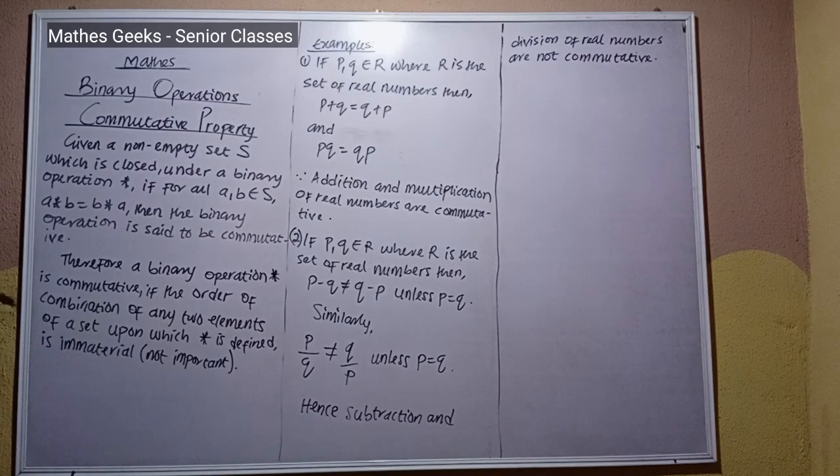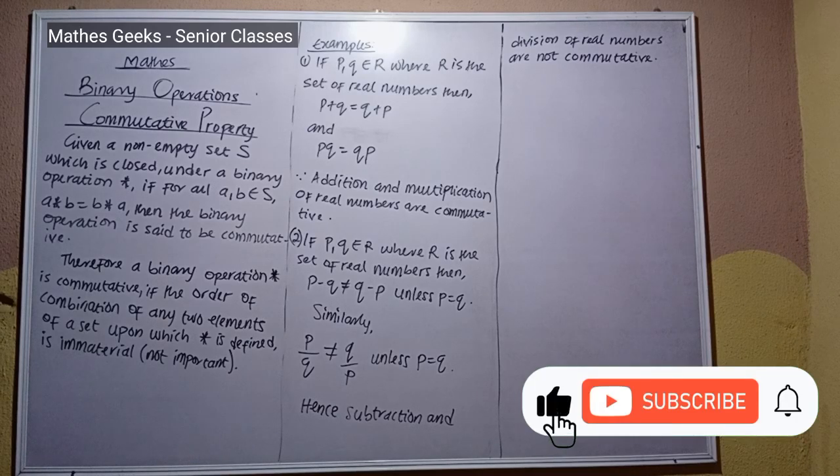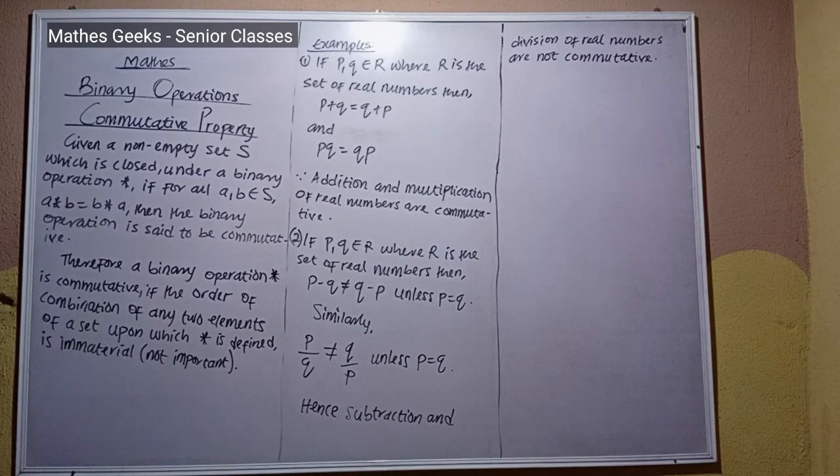Given a known empty set S, which is closed under a binary operation star, if for all A and B members of set S, A star B is equal to B star A, then the binary operation is said to be commutative.